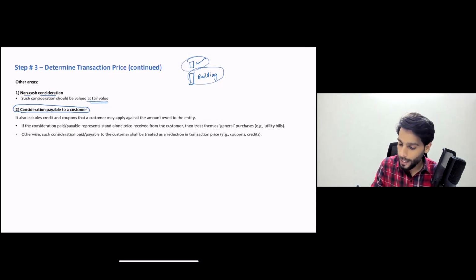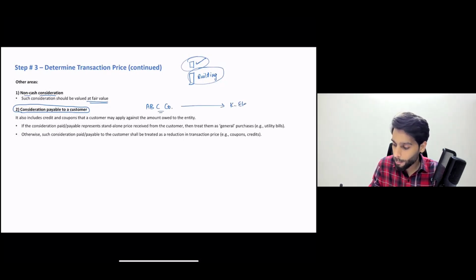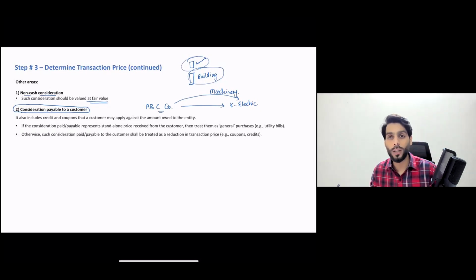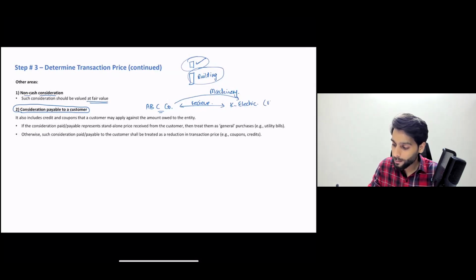For example, there is one ABC company whose largest customer is K Electric. Now, K Electric is a power utility in Pakistan which provides electricity to its customers. ABC company is selling a machinery to K Electric. So you're right. If we sell machinery to K Electric, we definitely have to receive money from K Electric. You are absolutely right. But you see, K Electric is a utility company.